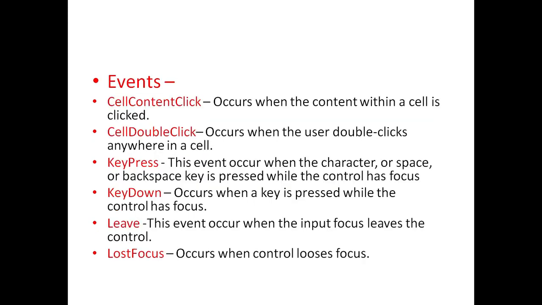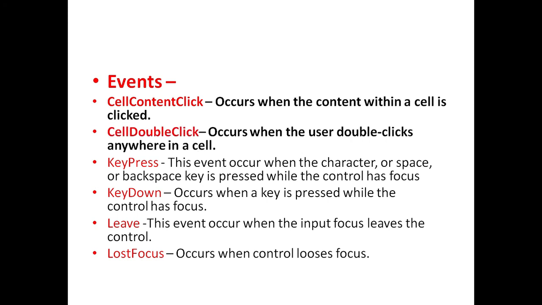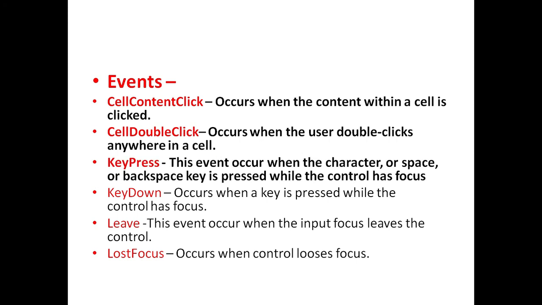Different events for DataGridView controls are: CellContentClick, which occurs when the contents within the cell are clicked. CellDoubleClick occurs when the user double clicks anywhere in the cell. KeyPress event occurs when a character, spacebar or backspace key is pressed while the control has focus. KeyDown event occurs when a key is pressed while the control has focus.